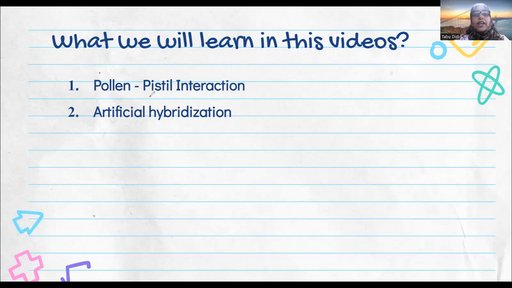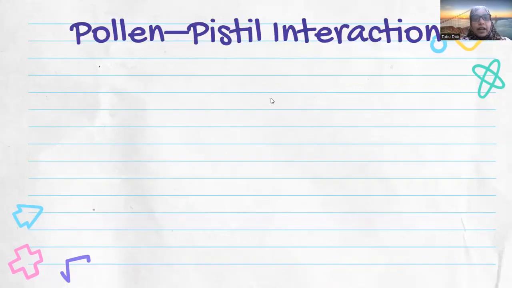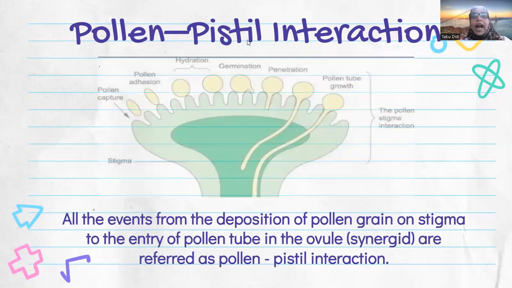We never know. Okay, so this compatibility, the interaction between the pollen and pistil and the entry of the pollen inside the ovule or inside the egg embryo sac, will tell us whether the pollen and the gynoecium are compatible or not. Okay, so that is what we study under the heading of pollen and pistil interaction.